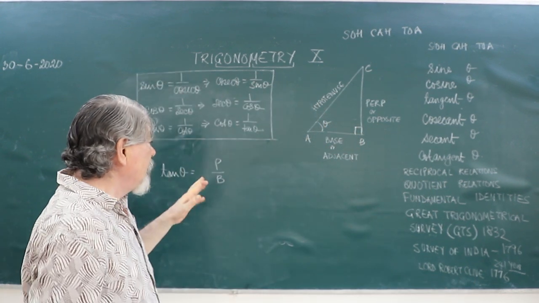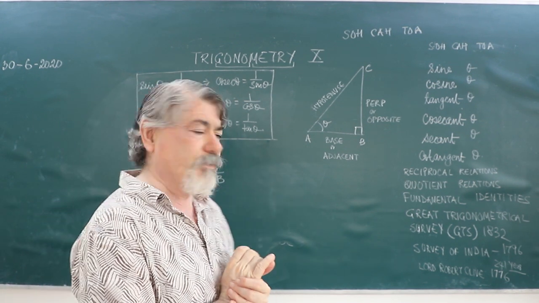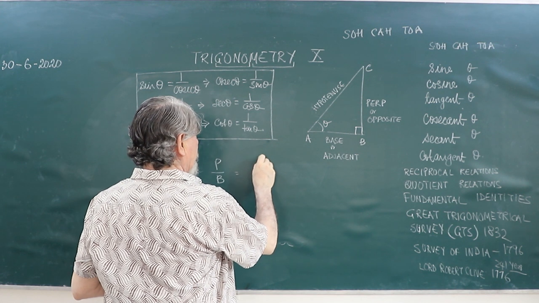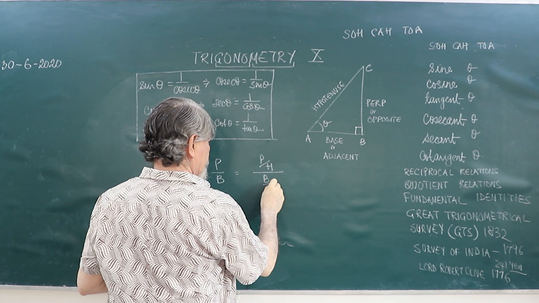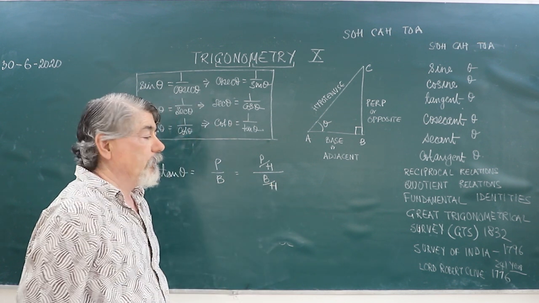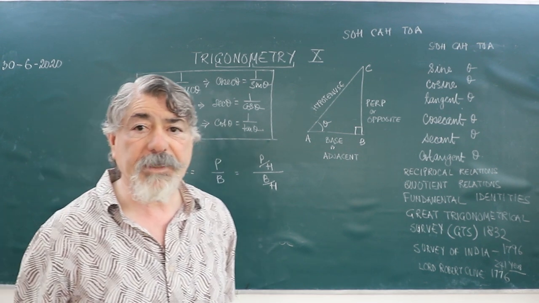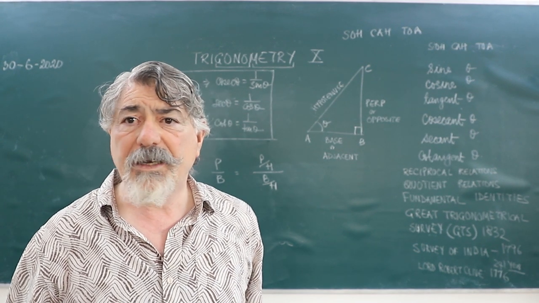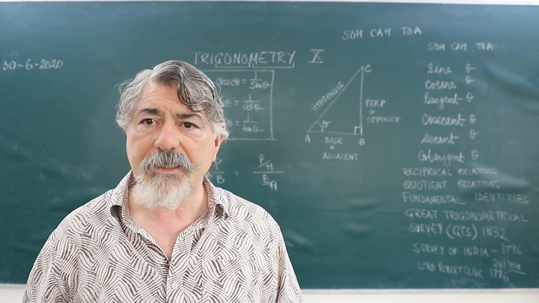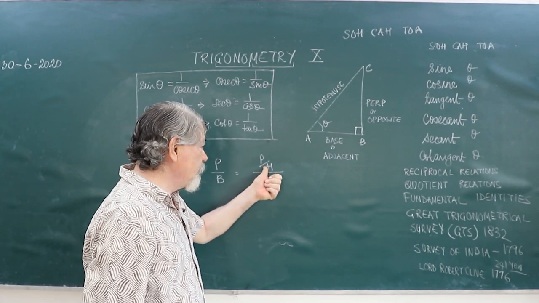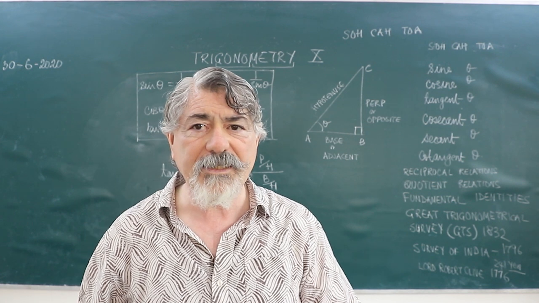So perpendicular upon base. Let us divide both numerator and denominator by hypotenuse. It will become perpendicular upon hypotenuse, base upon hypotenuse. I have divided both by hypotenuse, so it is not going to change anything, because numerator as well as denominator are divided by the same thing.